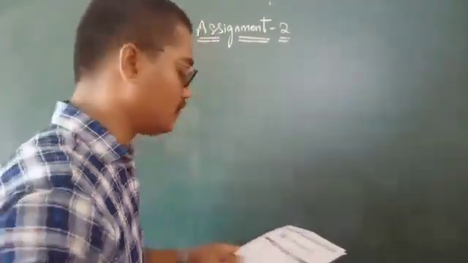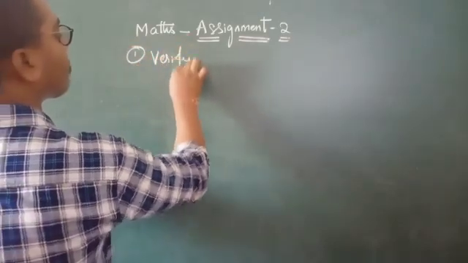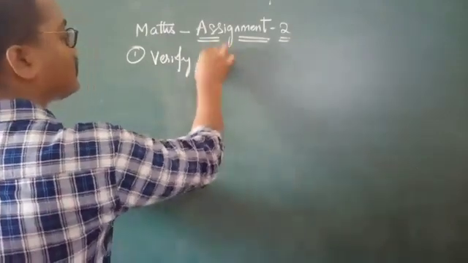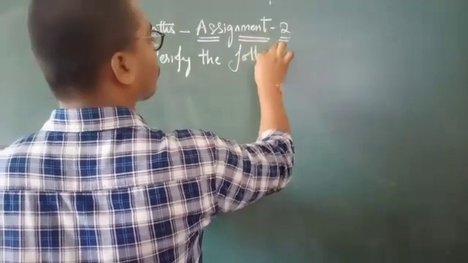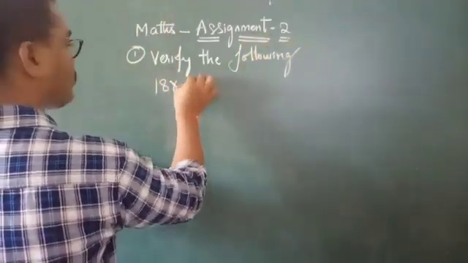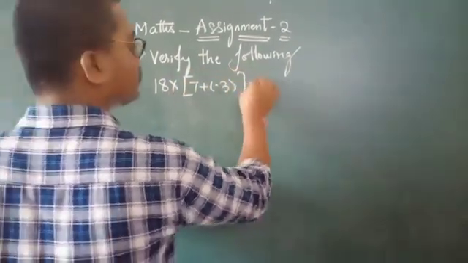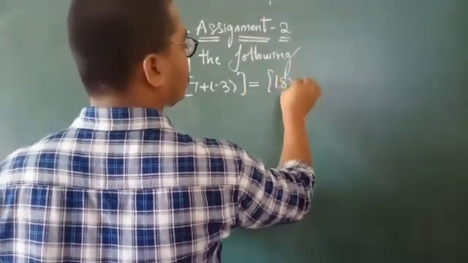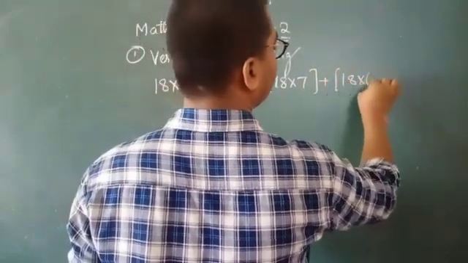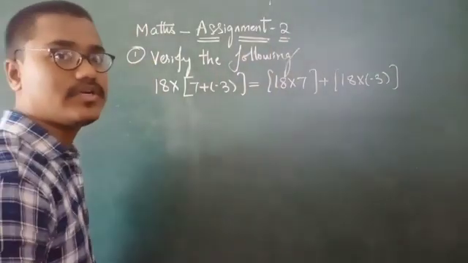So the first question is all about verify the following. First one, verify the following. The question is 18 into (7 plus of minus 3) is equal to 18 into 7 plus of 18 into minus 3. So this is a question asking us to verify whether the LHS part is equal to the RHS or not.